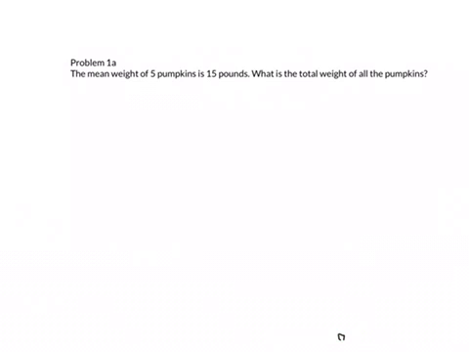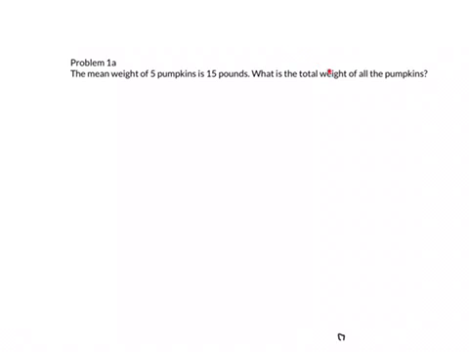Okay everyone, so pause this if you want to try this on your own. Otherwise, I'm going to keep going and explain how we find the answer to this problem. This is probably one of the most basic average or mean problems that you're going to see. So let's read through this. The mean weight of 5 pumpkins is about 15 pounds. What is the total weight of all the pumpkins?